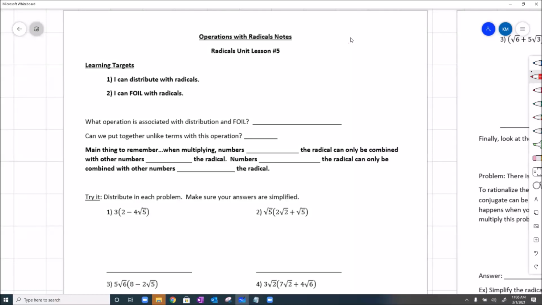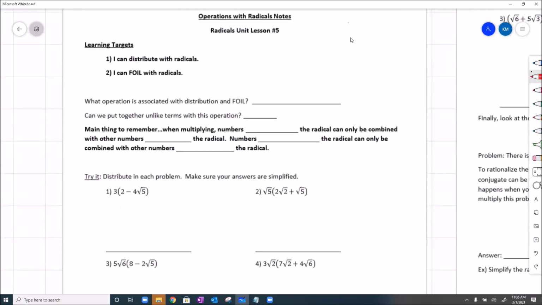Today we're looking at operations with radicals notes. At the end of this video, you should be able to distribute with radicals and you should be able to FOIL with radicals. Okay, we kind of already talked about this, but I know that it looks a little bit different and we're adding a little bit of concepts together.